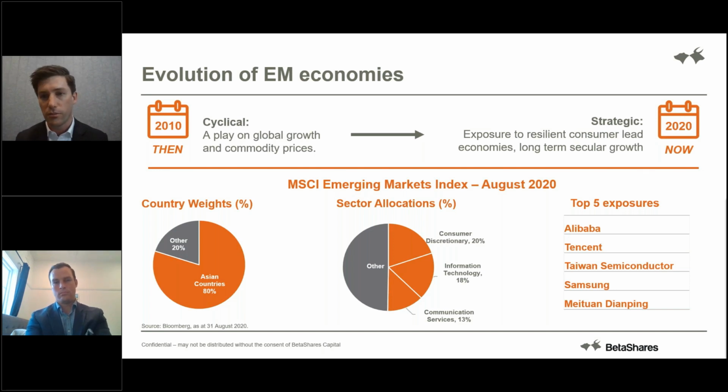These are economies that are consumer-led. They've got strong internal demand. They're long-term secular growth stories, particularly in Asia. And we can see that by the charts, the diagrams below. The MSCI Emerging Market Index today is dominated by Asia, 80%. Half of the index is made up of technology-related sectors. The top five stocks in this index are all Asian technology stocks. And those 5 stocks have in fact driven 100% of the total return of the overall index over the last 2 years.